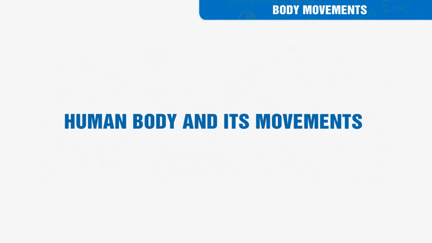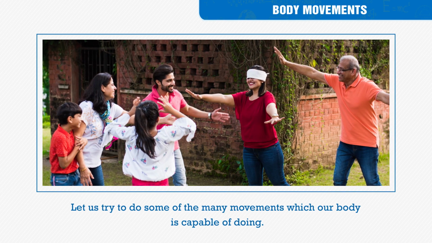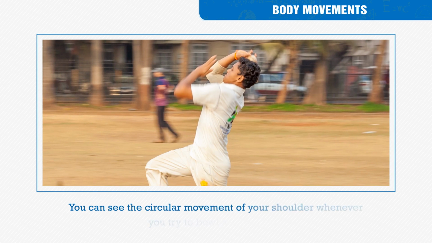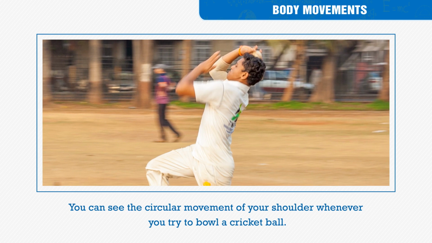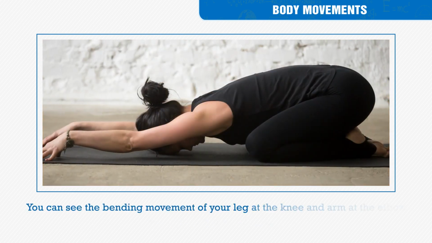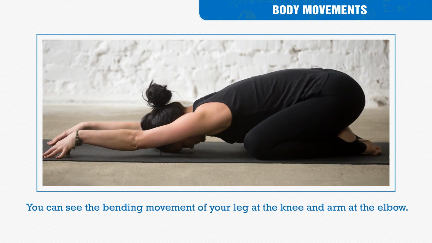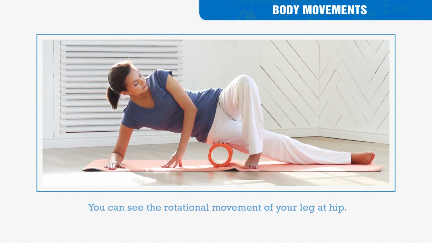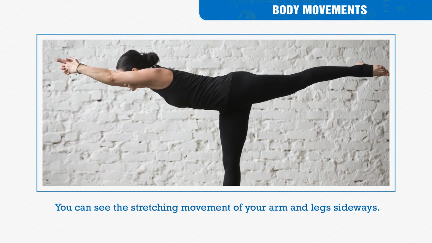Human body and its movements. Let us try to do some of the many movements which our body is capable of doing. You can see the circular movement of your shoulder whenever you try to bowl a cricket ball. You can see the bending movement of your leg at the knee and arm at the elbow. You can see the rotational movement of your leg at hip. You can see the stretching movement of your arm and legs sideways.